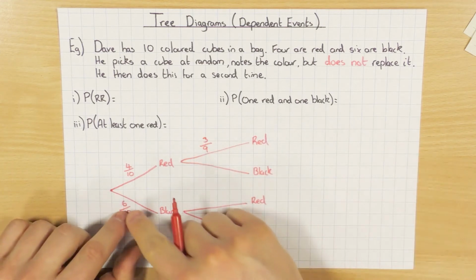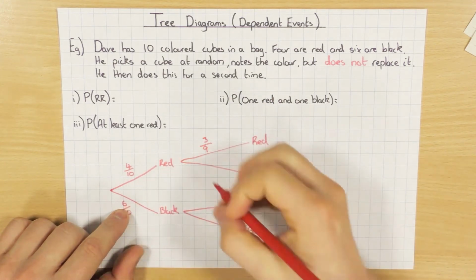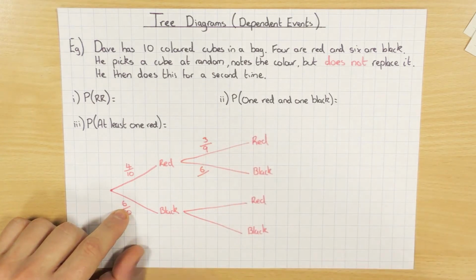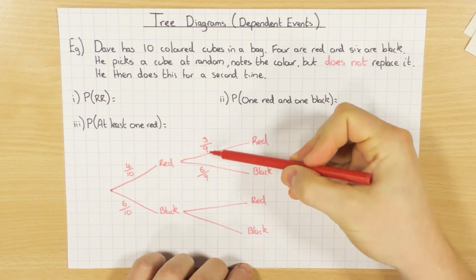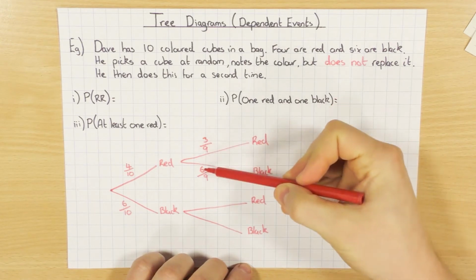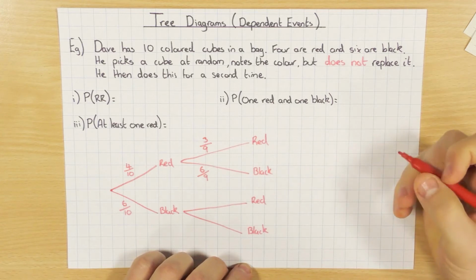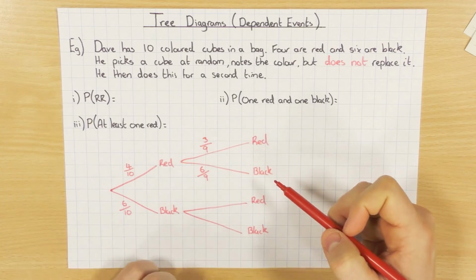And again, if he had 6 black cubes and he picked a red one, he still has 6 black, so the probability of getting black is 6, again out of a total of 9. As you can see on the branches, 3/9 add 6/9, that's 9 over 9, you still get 1. So it's just taking it step by step and thinking what is the probability.